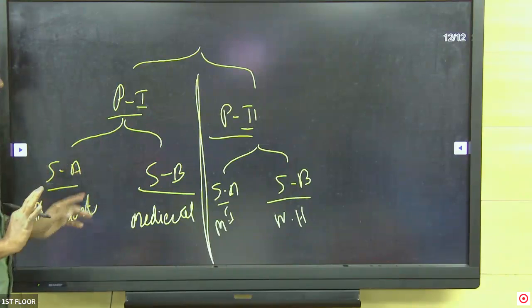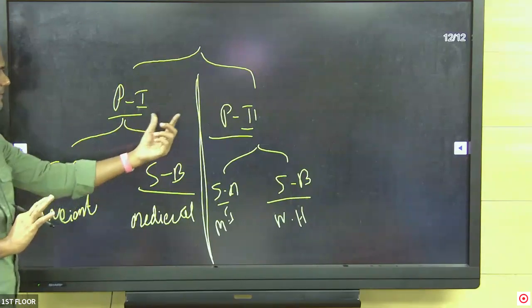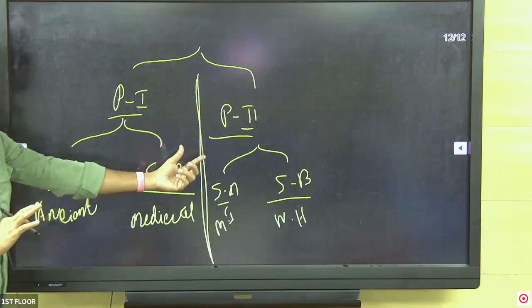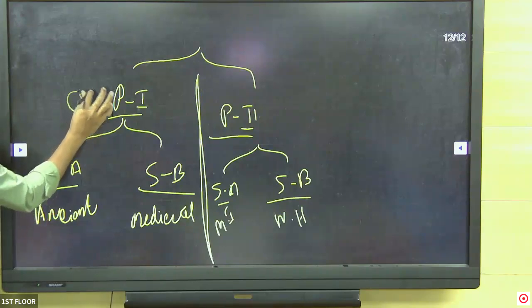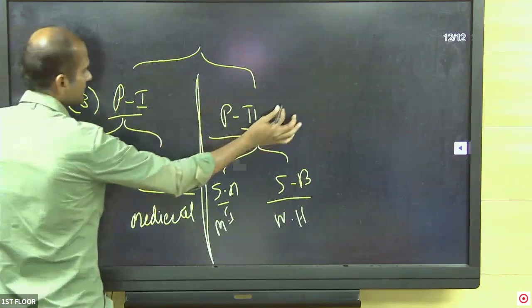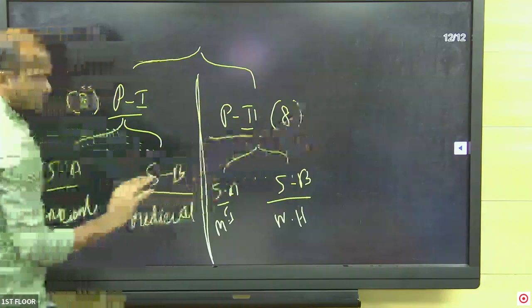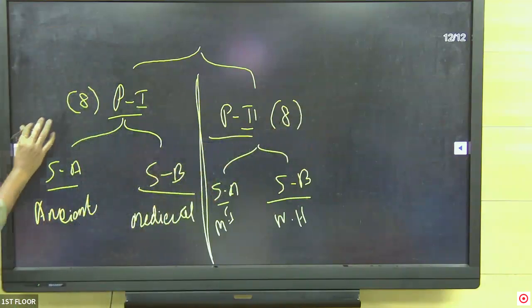And how about the structure? Morning is paper 1. Afternoon is paper 2. Every paper consists of how many questions? 8 questions. So paper 1 consists of 8 and paper 2 consists of 8 questions. Among the 8 questions, you have to answer only how many? 5 questions.